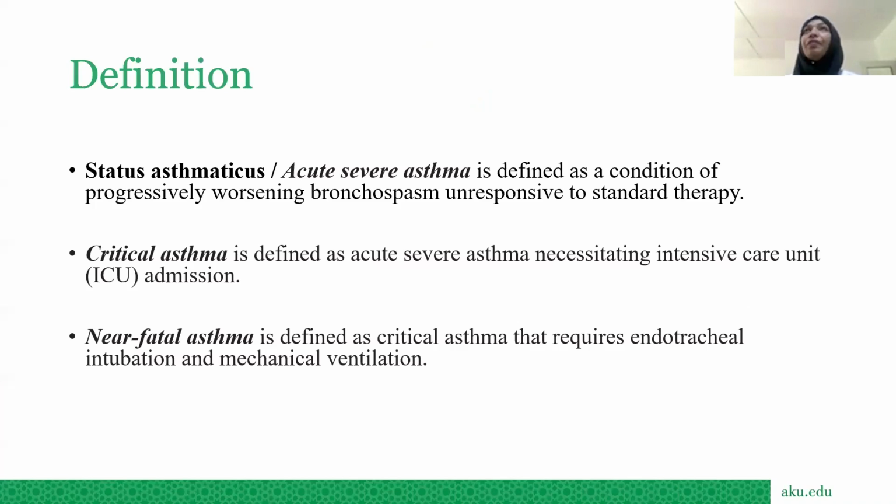So we'll start with the definition of status asthmaticus. The definition of asthma severity differs according to severity of the disease. Status asthmaticus, or acute severe asthma, is defined as a condition of progressively worsening bronchospasm which is unresponsive to standard therapy. Acute severe asthma, if it requires admission to PICU, is called critical asthma. And when critical asthma requires endotracheal intubation and mechanical ventilation, this is called near fatal asthma.